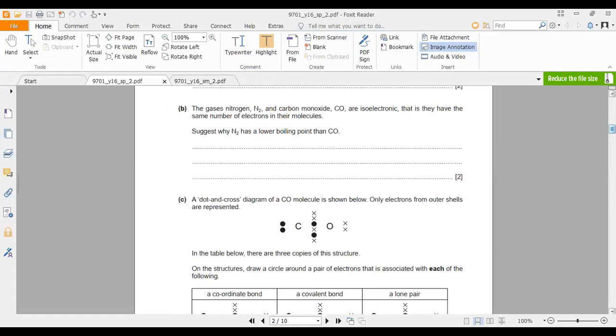The gases nitrogen and carbon monoxide are isoelectronic. Isoelectronic means they have the same electronic configuration. That means they have the same number of electrons in their molecules. Nitrogen molecule will have 28 electrons. Carbon monoxide will also have 28 electrons. Suggest why nitrogen has a lower boiling point than carbon monoxide. So this is B.